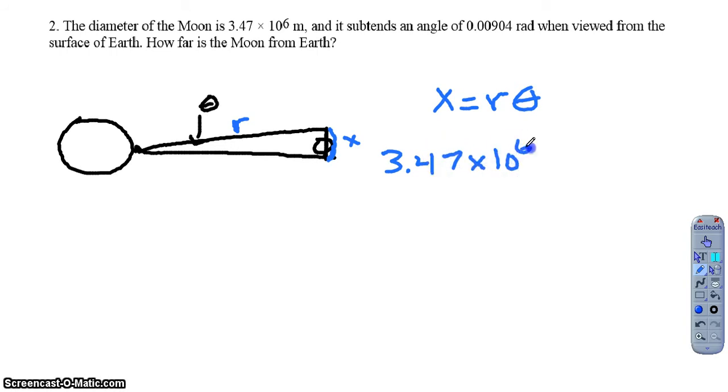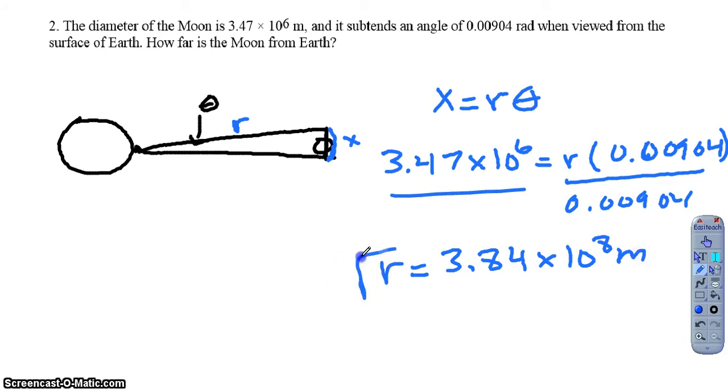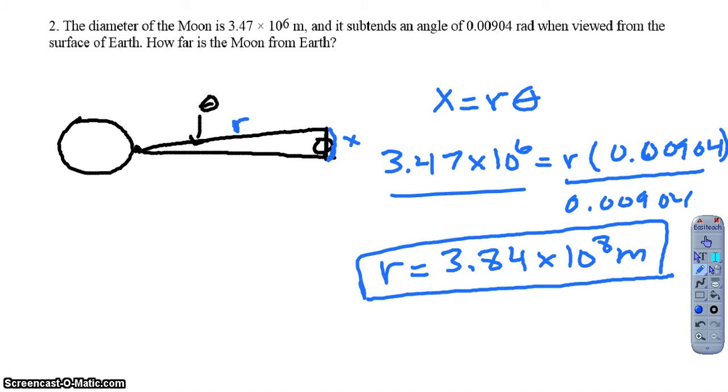3.47 times 10 to the 6th equals the radius times my angular measurement. And then we just have to calculate this. When we divide both sides by the angle, we get our final answer, and we find our radius to be about 3.84 times 10 to the 8th. The units for that are going to be meters, and that represents the distance between the Earth and the moon.